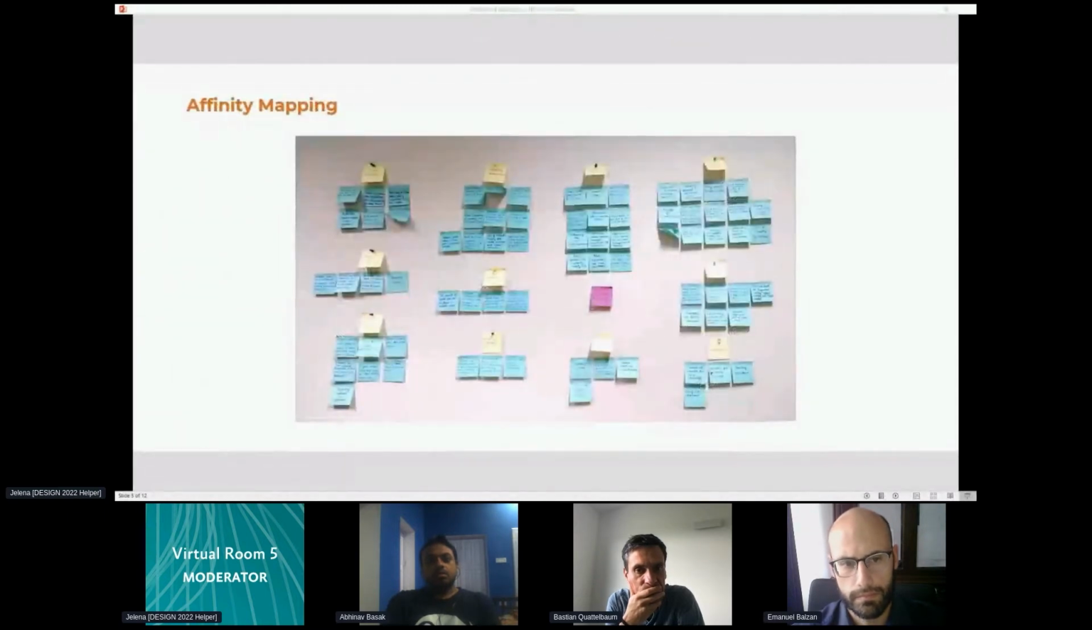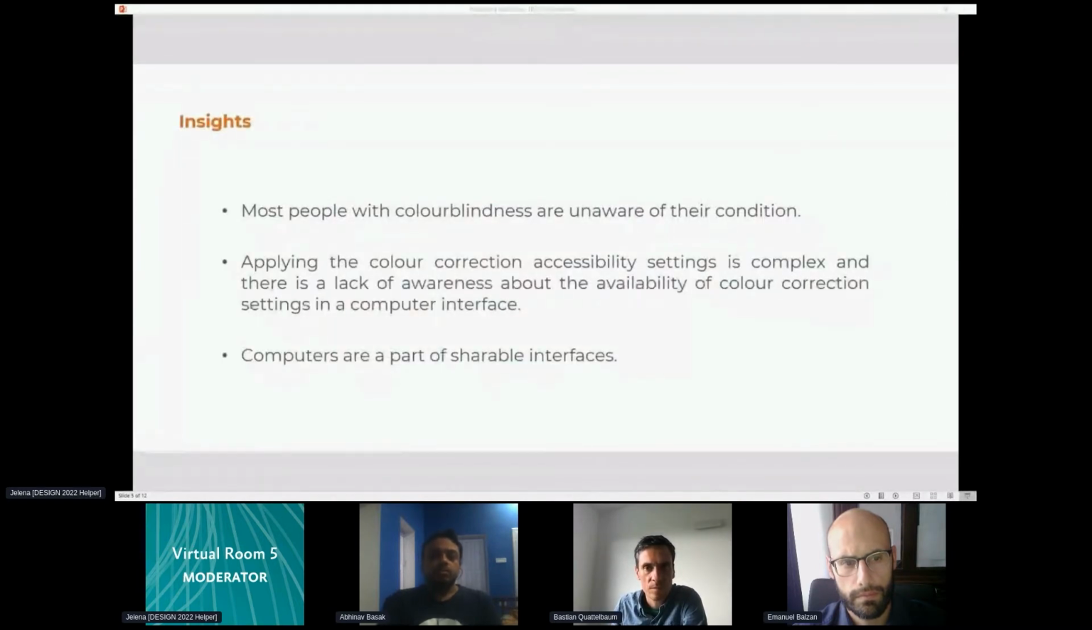Affinity mapping is the method used for data analysis here, where the extracted interview data is categorized into clusters to identify the few most prevalent problems faced by colorblind users in a graphical user interface. So the following insights were gathered from the interview responses. Most people with colorblindness are unaware of their condition. Configuring the color correction accessibility setting is a complex and unintuitive task in itself. Computers are a part of shareable interfaces, especially in India, where one computer is accessed by multiple users. It is difficult to retain the configuration setting for an extreme user.